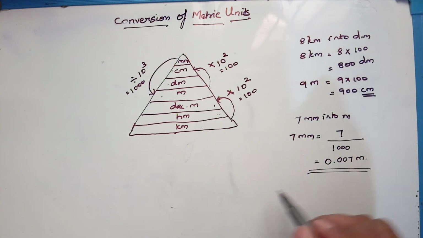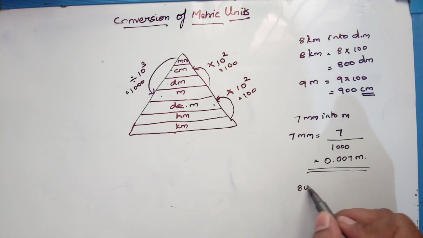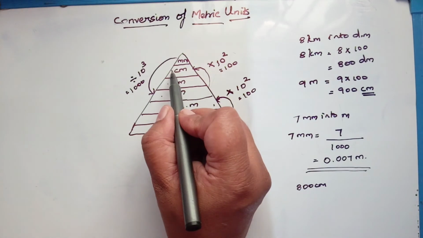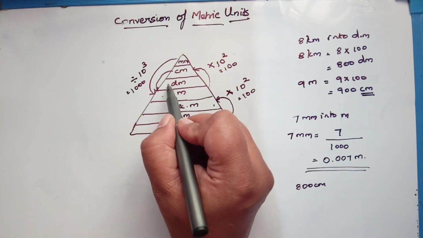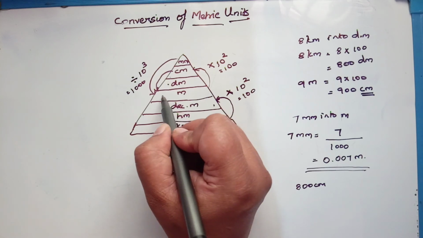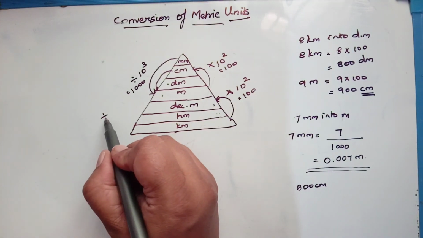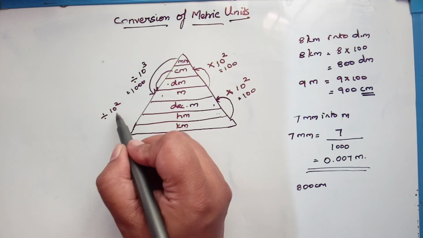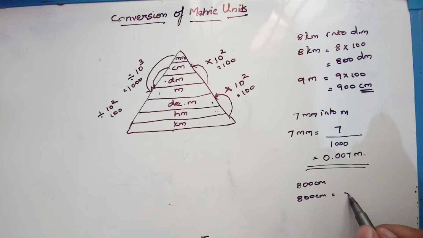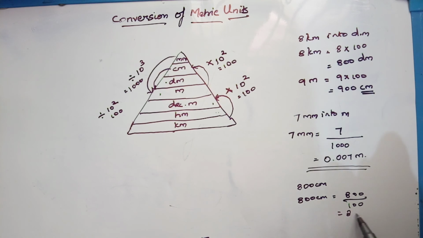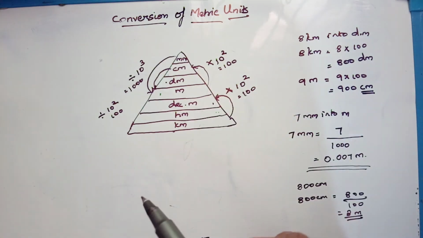Okay, now another example, I'll take 800 centimeters. For centimeters to meters, I have to convert. How many steps am I going down? 1 and 2. So I have to divide by 10 to the power of 2, which is nothing but 100. So 800 centimeters is equal to 800 divided by 100, which when cancelled is 8 meters. The units are very important. This is how you have to convert the lower units to the higher units.